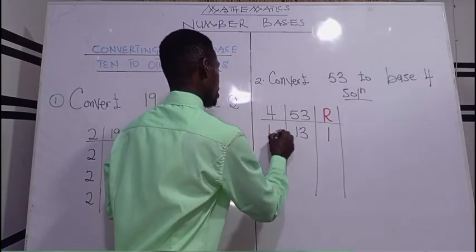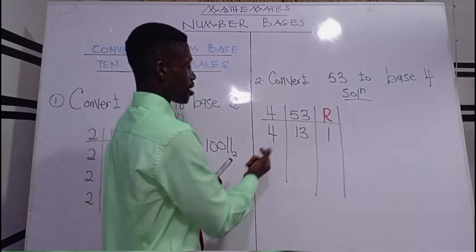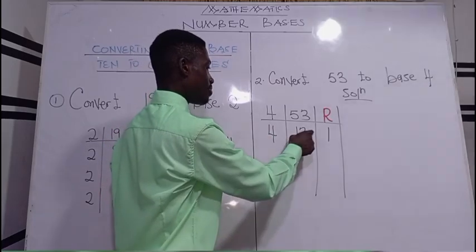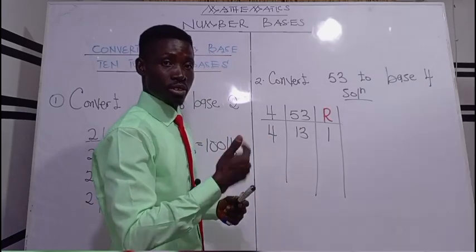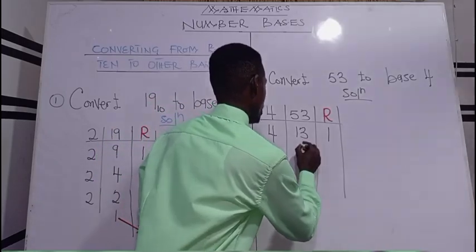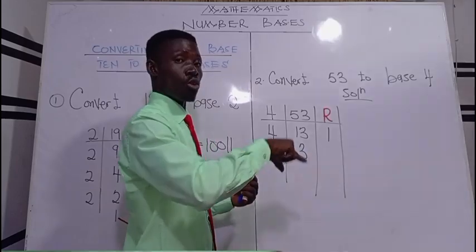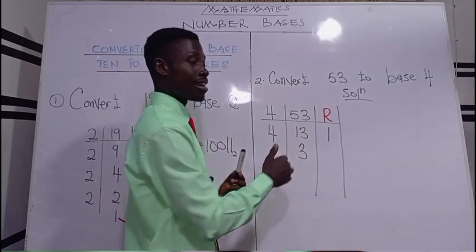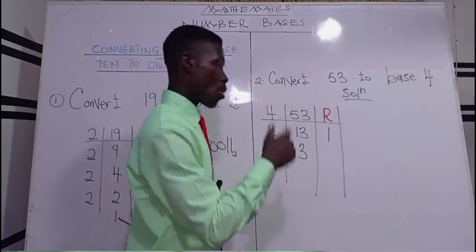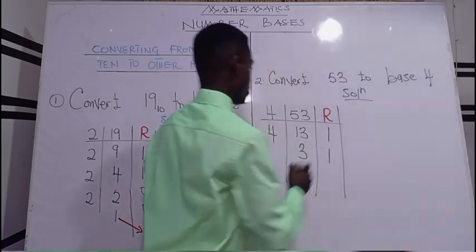Now we continue with our division. How many times will 4 divide 13? 3. We write our 3 here. 4 times 3 will give us 12. 13 minus 12 will give us a remainder of 1. So we write our remainder here.